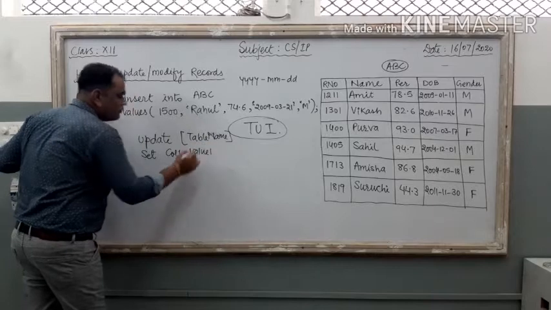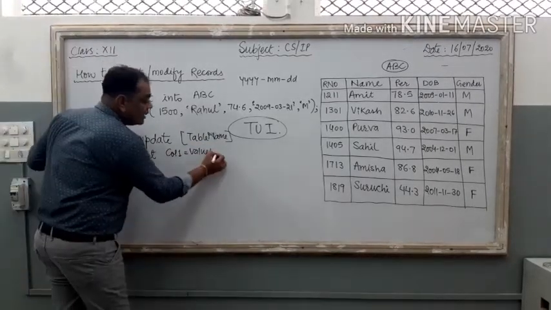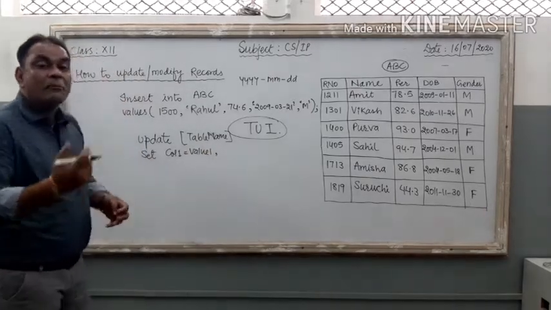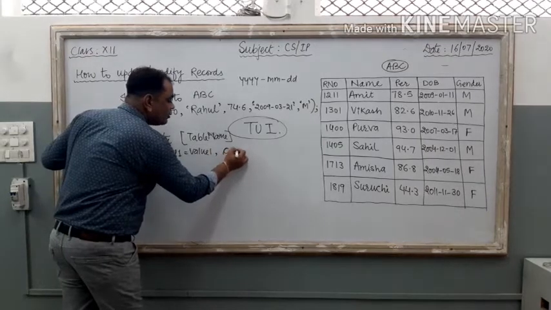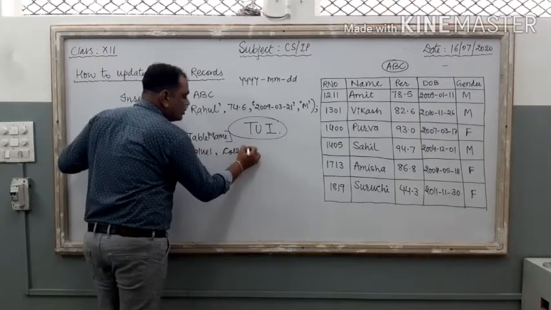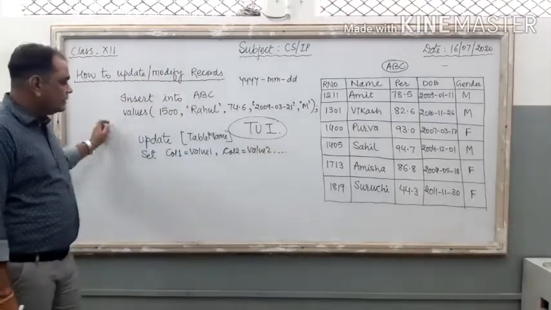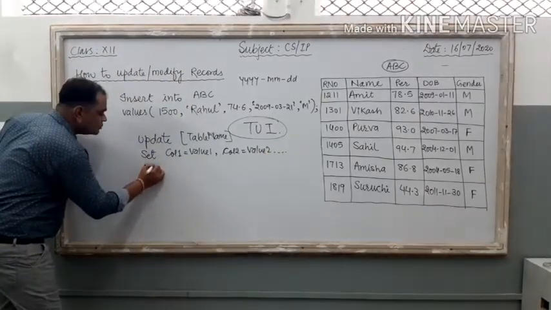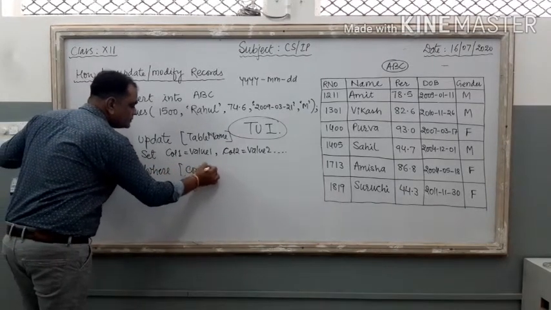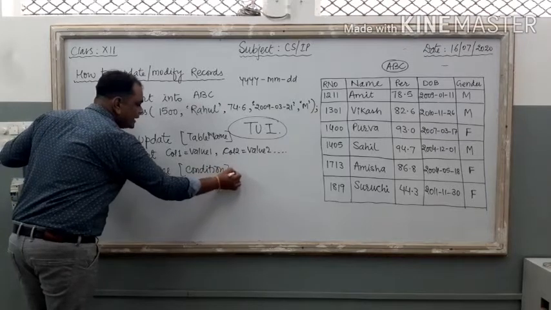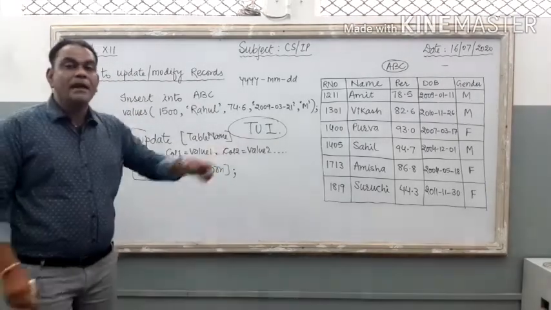What particular value do you want to update in that column? So column1 equal to value1. Yes, you can update or modify multiple columns also with the same command. So if you want to change something in column 2 also, then column2 equal to value2, and so on. Then at the last we use WHERE with a specific condition. It is the syntax, the format of the update command by which you can update a particular record.